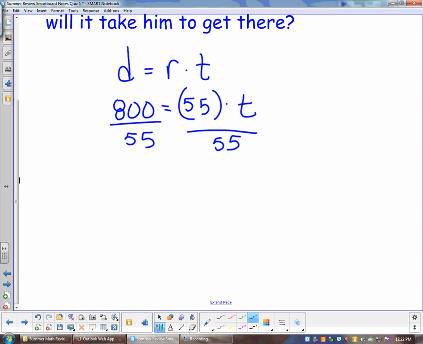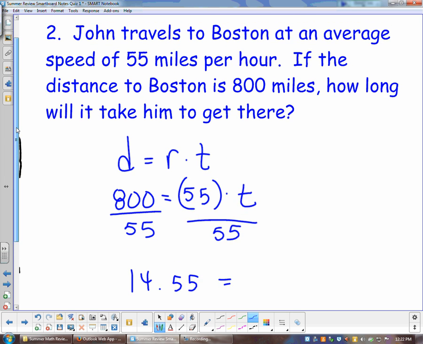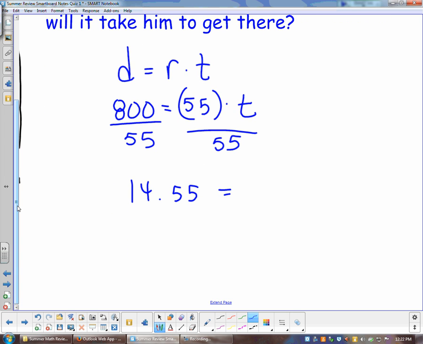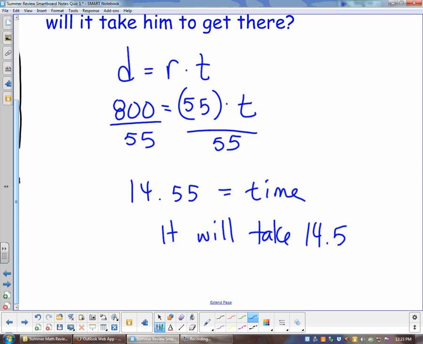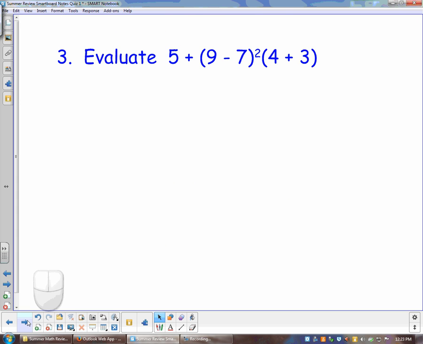Again, we need to divide both sides by 55 to solve this equation. When we grab our calculators to do this, 800 divided by 55 is 14.55 if I'm rounding to the nearest hundredth. And that would be what units? 14.55 hours. So you could say it will take 14.55 hours for his trip. All right, let's take a look at the next example.